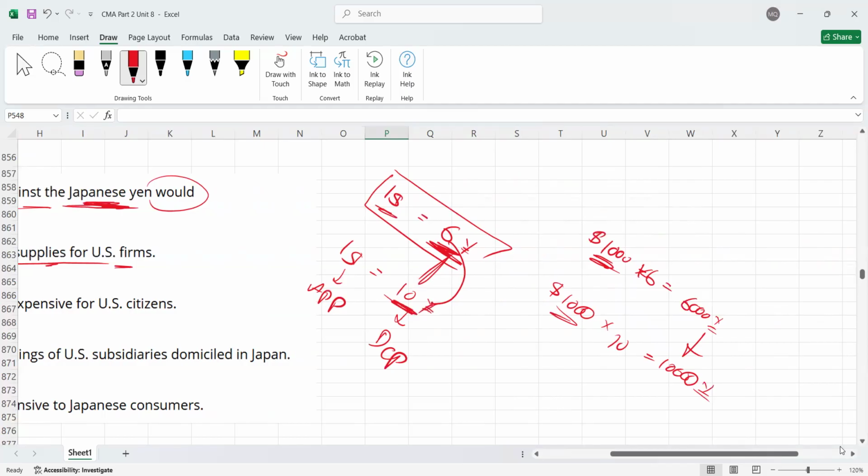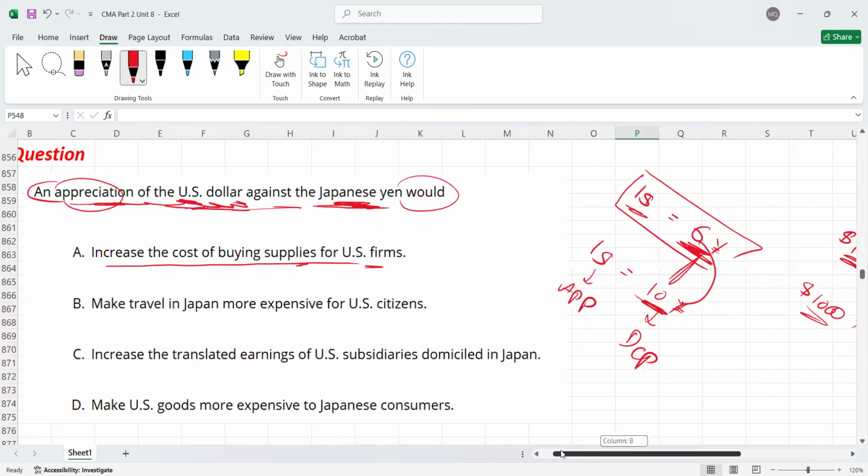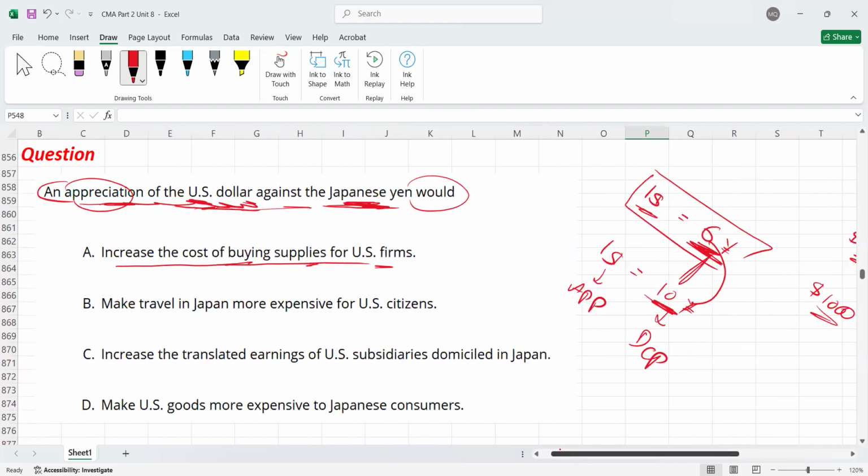Just think, because I'm giving you time to think about it, and I have given you the example also. So what was the first option? Increase the cost of buying supplies for US firms. Actually, no. I have misinterpreted this option here. Increase the cost of buying supplies for US firms.